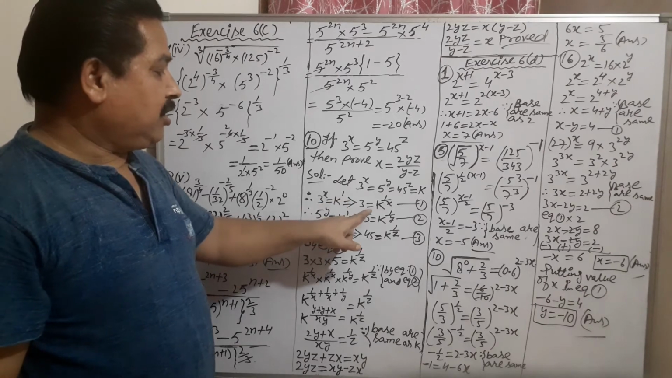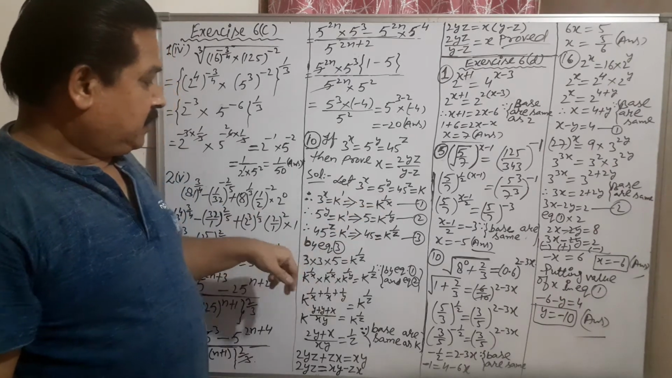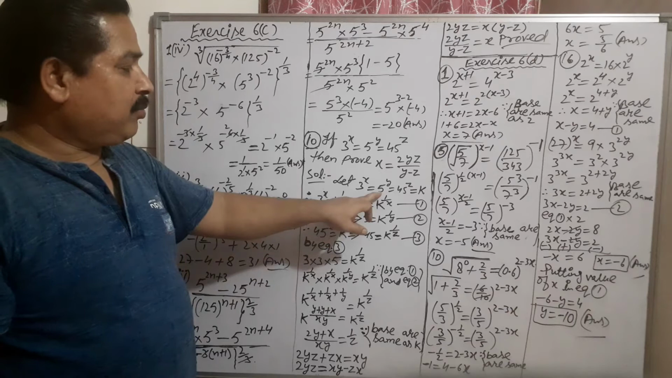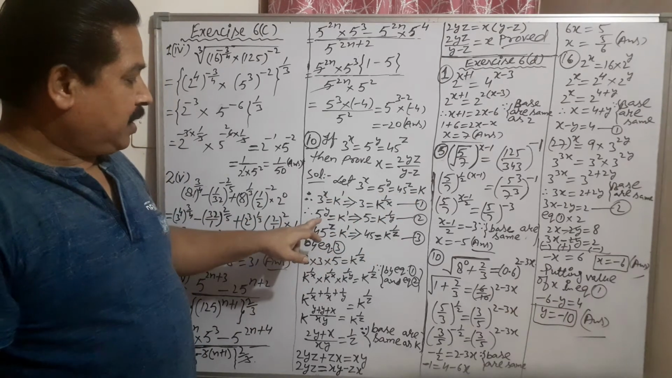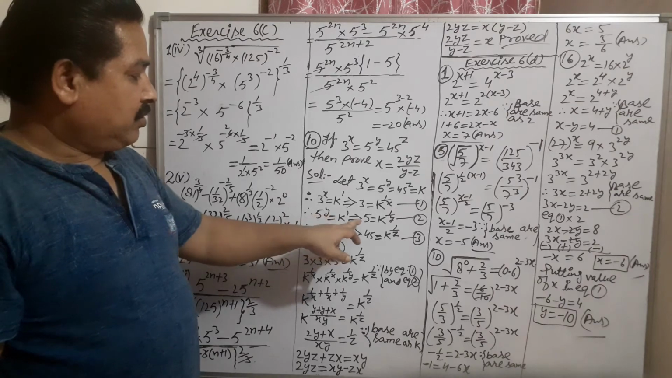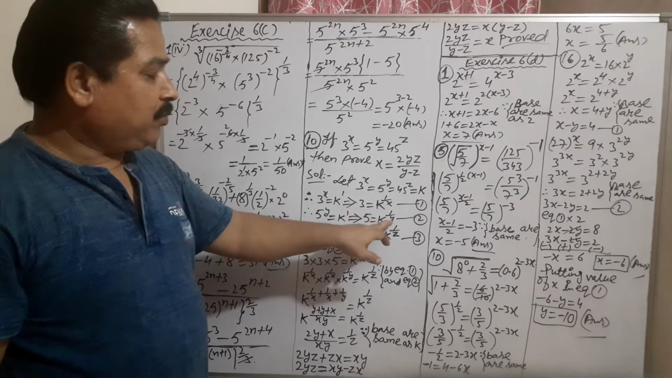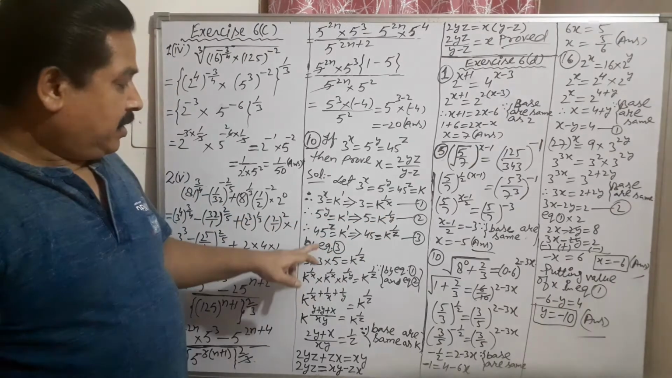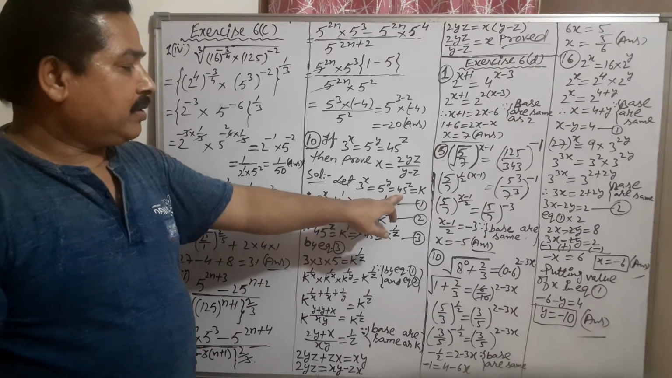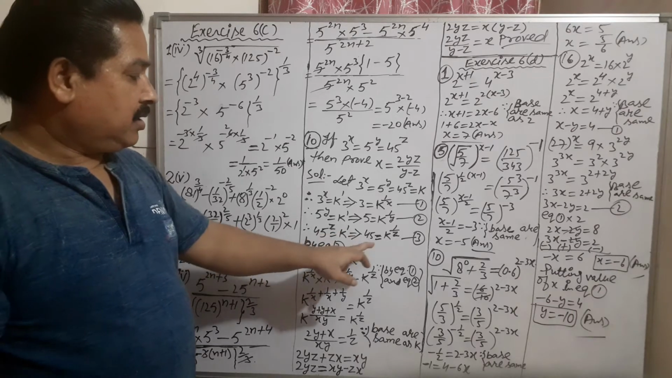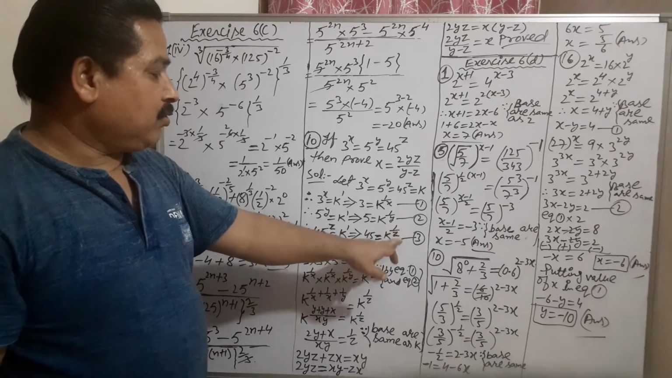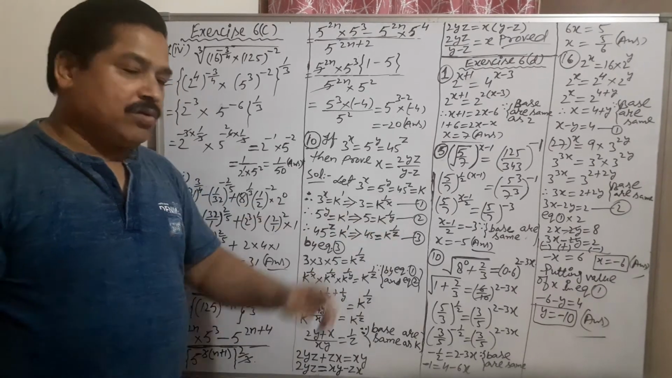See here, 3 is equal to k to the power 1 upon x. Similarly, 5 to the power y equals k, so 5 is equal to k to the power 1 upon y. Similarly, 45 to the power z is equal to k, so z will also come here: 45 is equal to k to the power 1 upon z. So these are three equations.